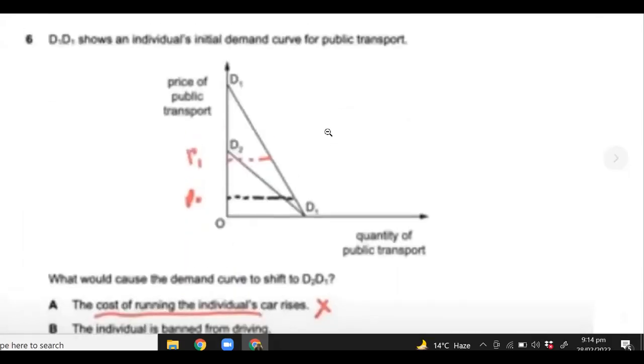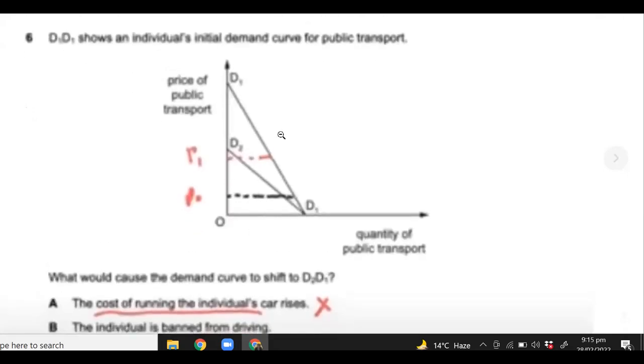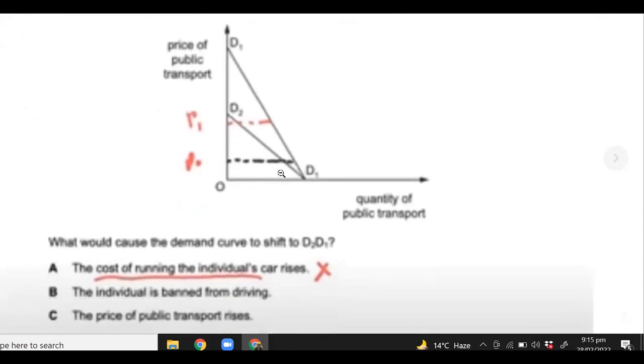Okay. So D1 shows an individual's initial demand curve for transport. This outer D1 is the initial demand for public transport, with the price of public transport on the y-axis and quantity of public transport on the x-axis. What would cause the demand curve to shift from D1 to D2?